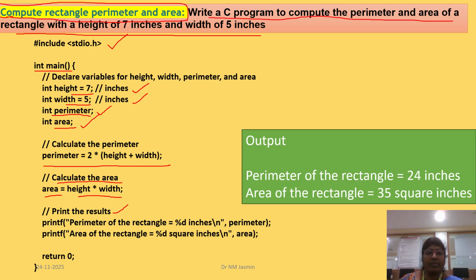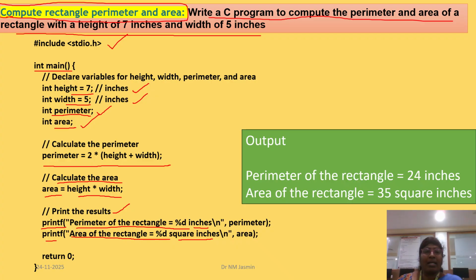Finally, print the results. If you want to print the result, you have to go for the output functions like printf. The first one is the perimeter of the rectangle, which is an integer, and also the area of the rectangle, which is also an integer. Here the perimeter dimensions are inches, whereas area dimensions are square inches. Now return 0, close the program.